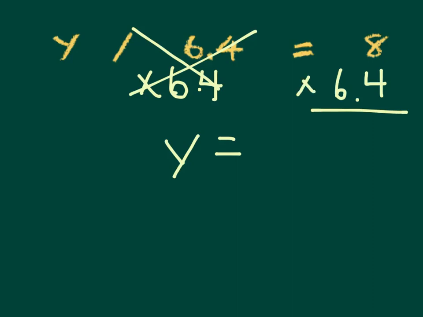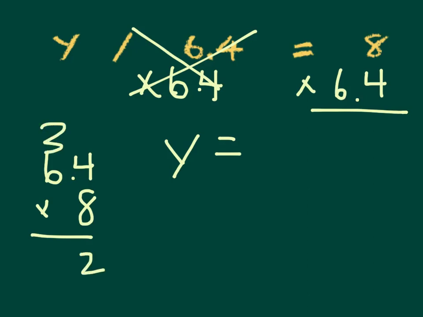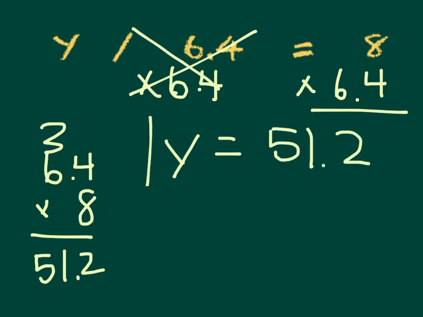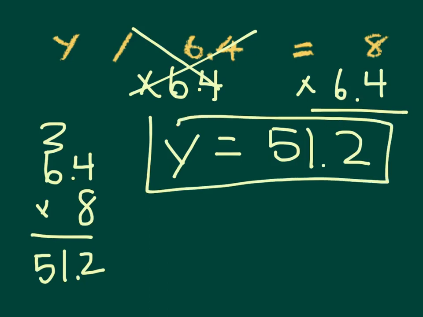If you don't like having the one-digit number on top, you're more than welcome to go over to the side, set up your problem like this, and do your multiplication. I'm just going to keep it simple and go up here. So I have 32 and 48, 51, and I know my decimal is one place over, so it should be one place over in my answer. So 51 and 2/10 will be my final answer.